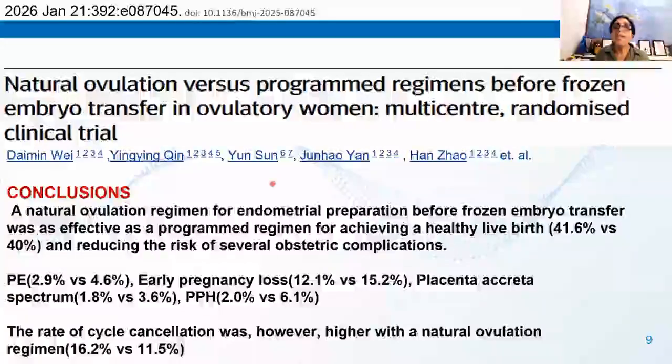But whatever studies we have and this RCT, they all point to one thing, that there is an increase of hypertensive disorders of pregnancy in patients who conceive with an HRT cycle. And most of the studies, not all studies, but most of the studies point to an increased abortion rate or increased first trimester bleeding in the first trimester of pregnancies which have been conceived in an artificial cycle, artificial FET cycle.